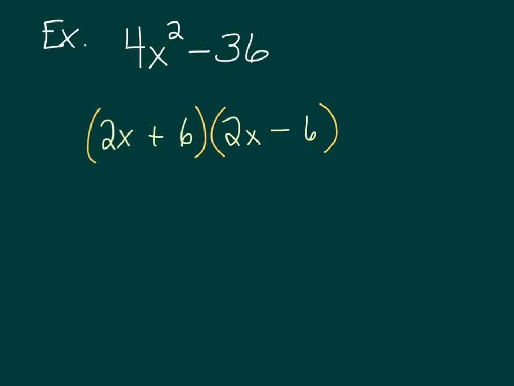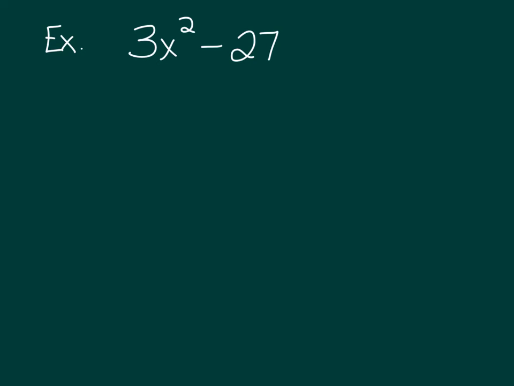Now, you might be saying, hey, I can pull out a 2 on both of those, and you can, and we're going to talk about that in the next problem. Right now, we're going to leave this right here, even though you can see I have a 2 and a 6. So there's a 2 in common here. Think about that one when we're thinking of greatest common factor.